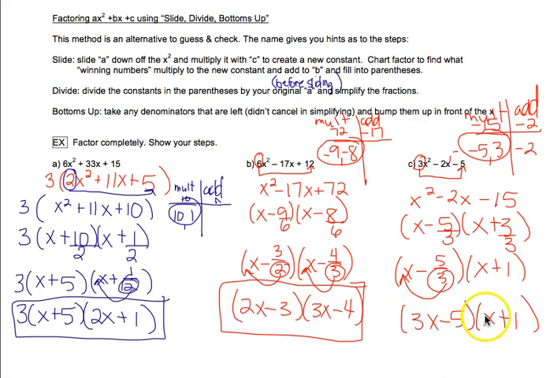I can check it, 3x squared for the firsts, so check. Outsides are +3, insides are -5, which gives me -2, and then lasts are -5. So I mentally foiled it, it works, and so I've got mine completely factored. Hopefully you got it right too.